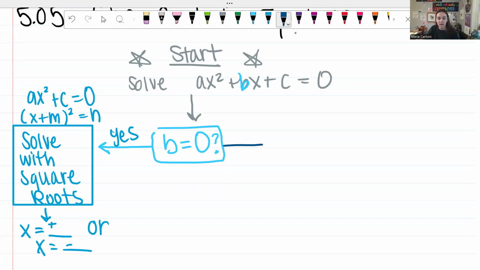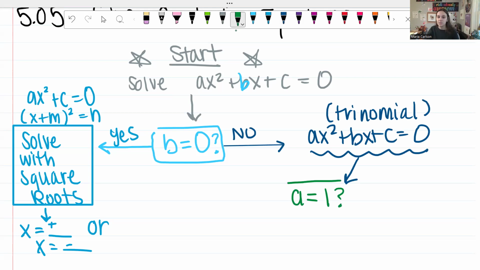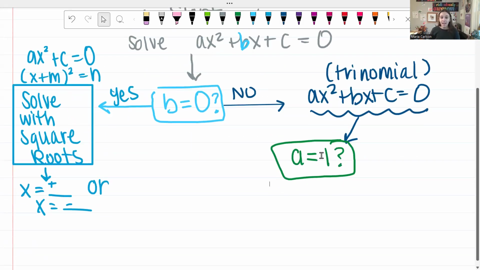What if it is not? So we have an ax squared plus a bx plus a c is equal to 0. We have this trinomial. So where do we go from here? Now I'm going to ask myself, okay, what's going on with a? Is a equal to 1? So that is the next question I'm going to ask myself. So if a is equal to 1, that is lovely.